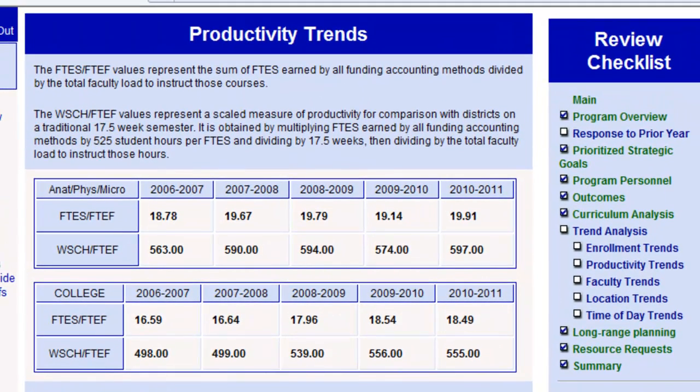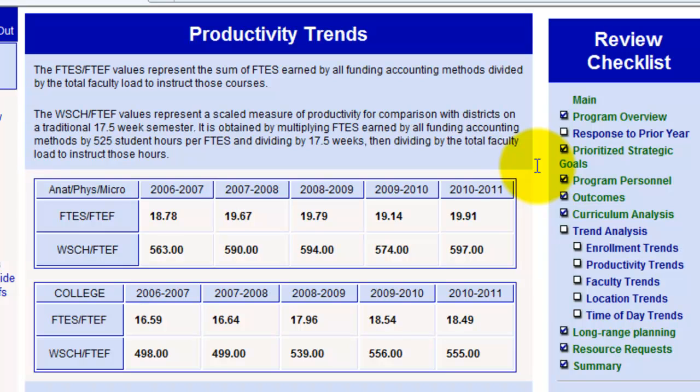So on this page, at the top, there's the definition here. The FTES per FTEF values represent the sum of the FTES earned by all the funding accounting methods divided by the total faculty load to instruct those courses. I'll explain that a little bit more in a minute. And then the WSCH per FTEF, the weekly student contact hours per FTEF, represents a scaled measure of productivity for comparison with districts across the state.